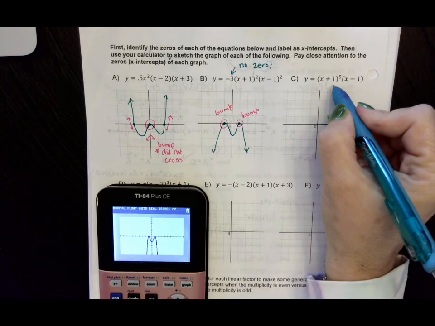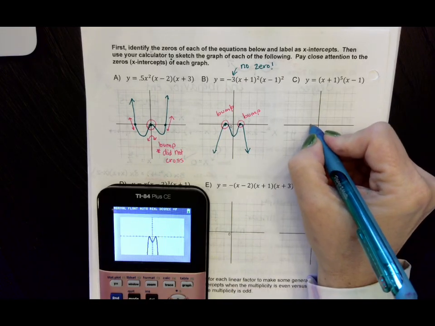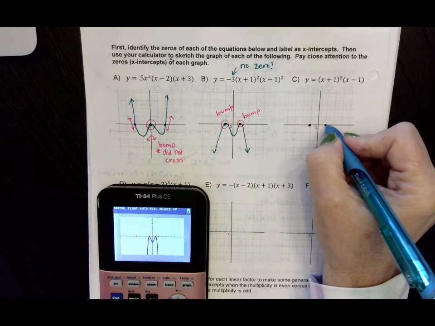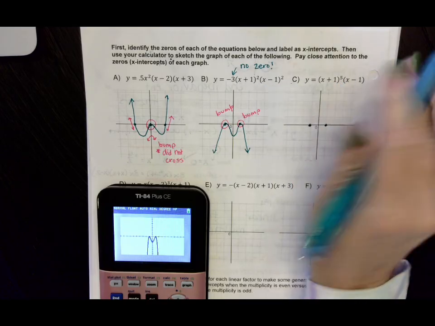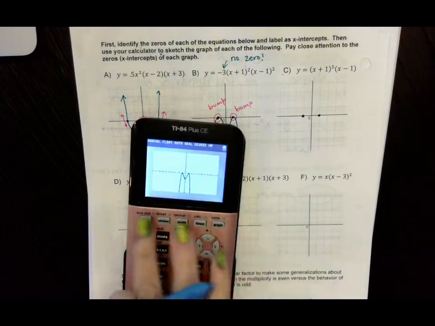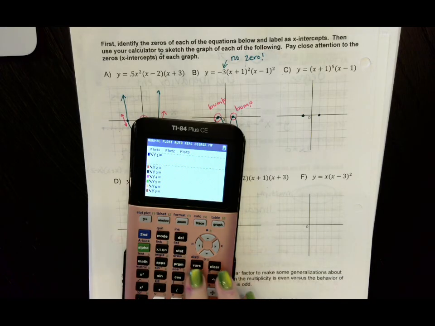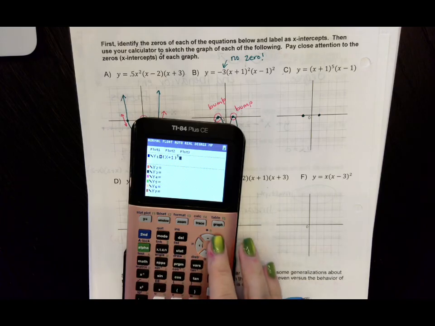All right, let's do the next one. I have a 0 here at -1, and I have a 0 at +1. Remember, these powers don't matter. I'm not doing anything with the powers right now. So let me go back in here, and I have x plus 1. This is going to be to the 5th power. And then I have x minus 1.